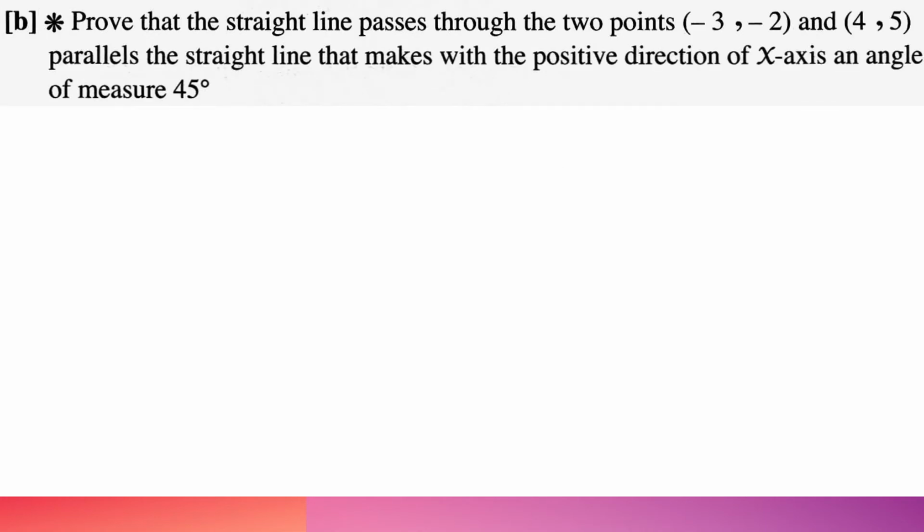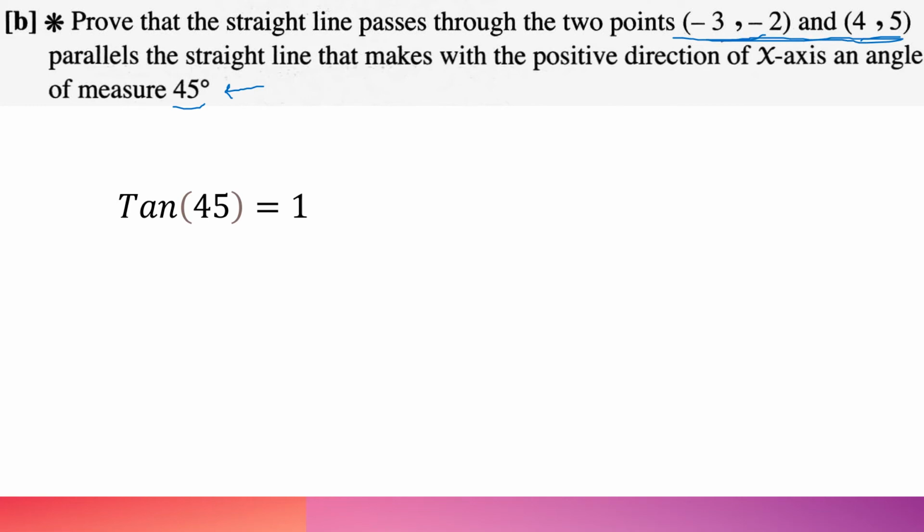Prove that the straight line that passes through the two points (-3, -2) and (4, 5) is parallel to the straight line that makes an angle of 45 degrees with the positive direction of the x-axis. Let's start from the end to the beginning. It says it makes a 45 angle with the x-axis, so tan 45 is 1. We want to prove that the slope of this straight line is also 1.